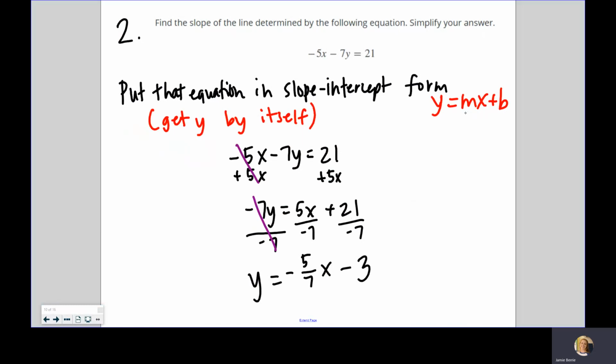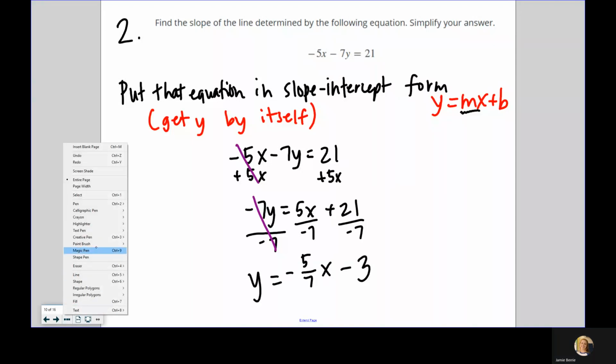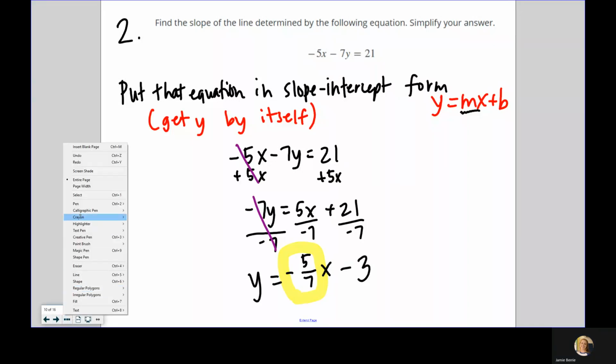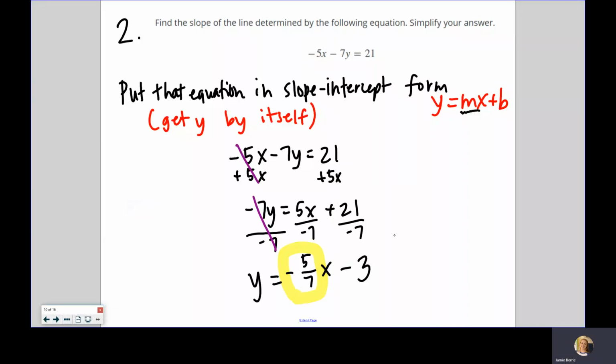Now to identify the slope, we just need to look at the number that's in front of x, the coefficient on x. So our coefficient on x here is negative 5 over 7. So that's our slope. Our slope is negative 5 over 7.